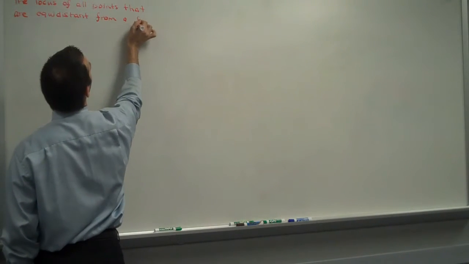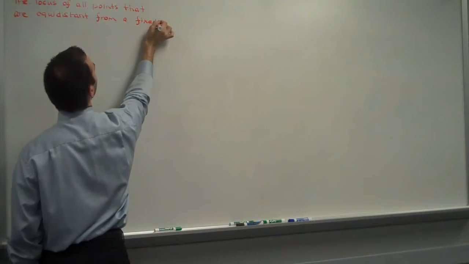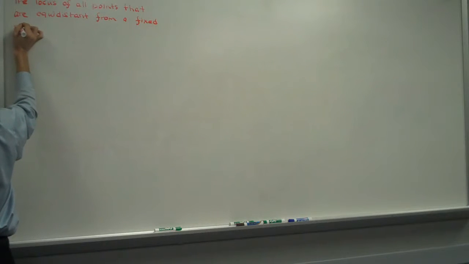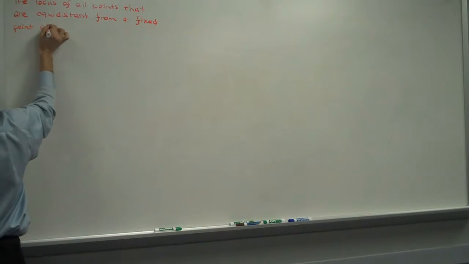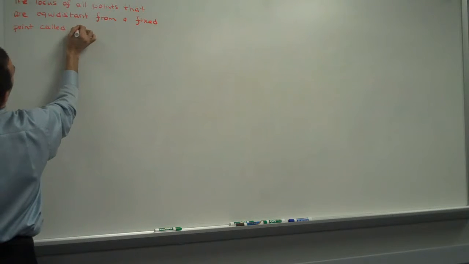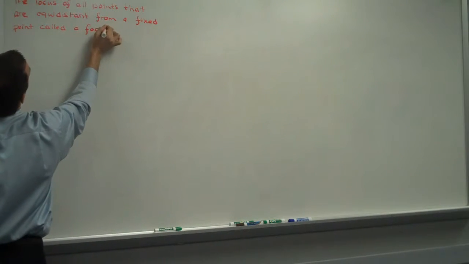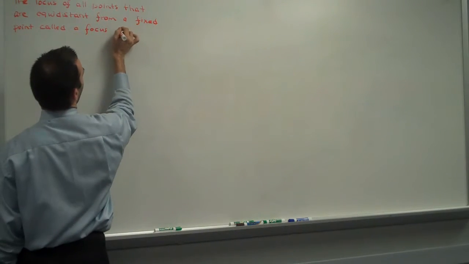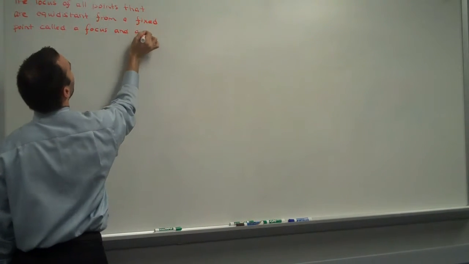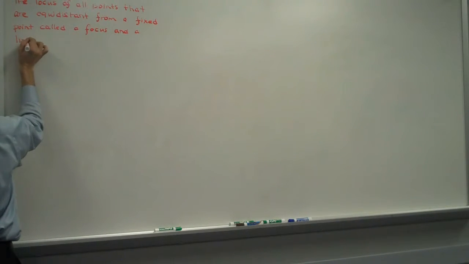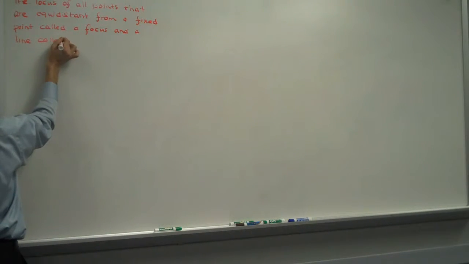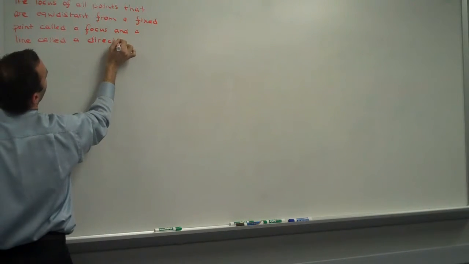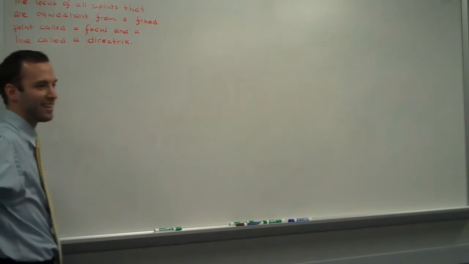a fixed point. Fixed just means staying still, meaning that it's not going to change. A fixed point called a focus, F-O-C-U-S, and a line called, we're almost done, a directrix. That is what a parabola is.